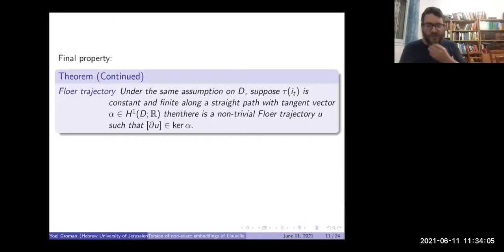It says that under the same assumption on D, meaning for now under the assumption that it's a neighborhood of an SYZ fiber, whether singular or non-singular, if tau is constant and finite along a straight path, and that straight path has some tangent vector alpha, then there must be a non-trivial Floer trajectory such that the class of the boundary is in the kernel of this alpha. It's a complicated statement, but hopefully it will be applicable.